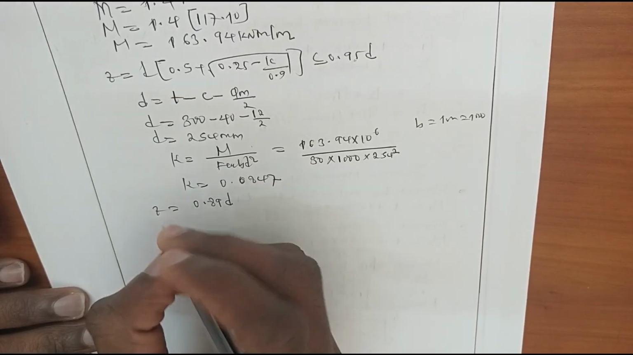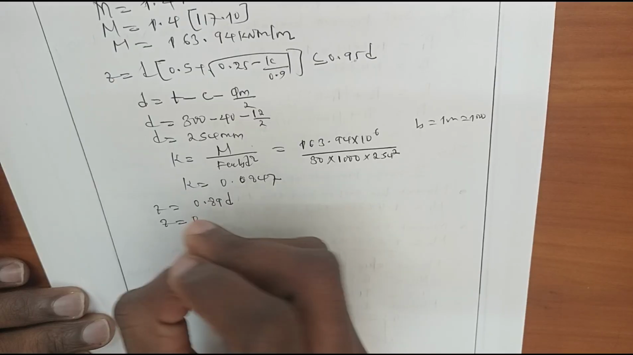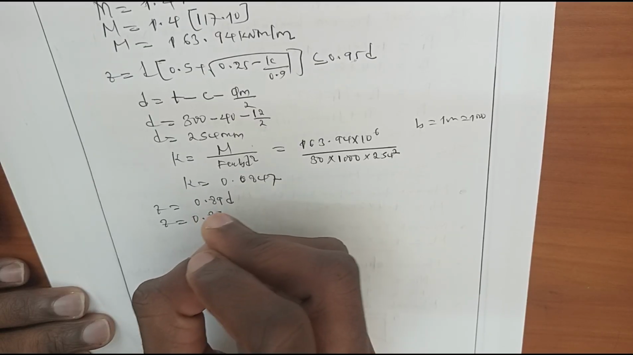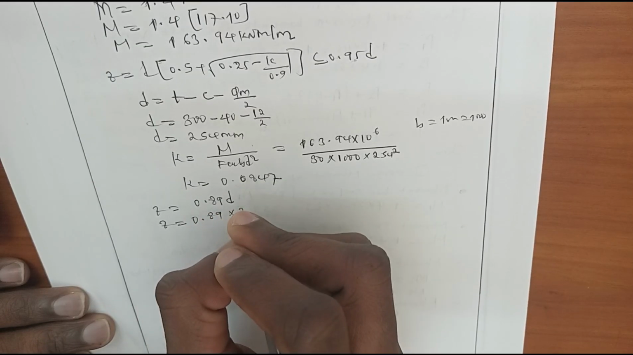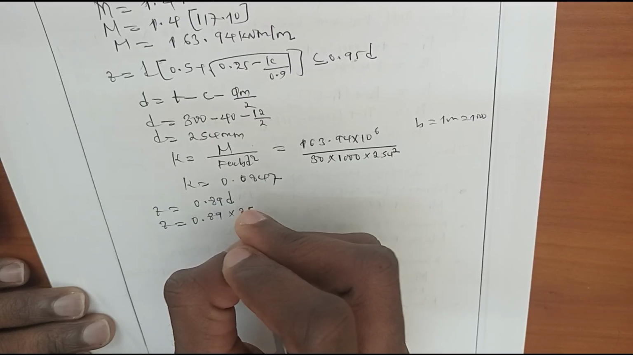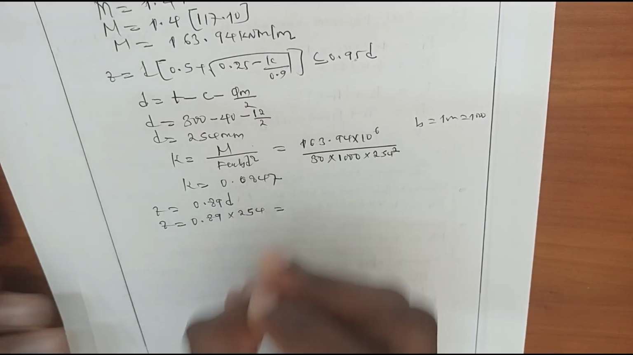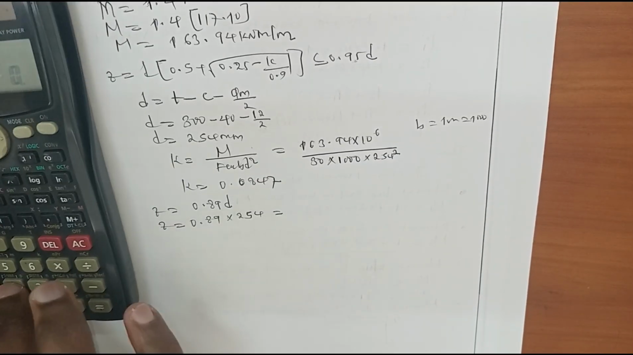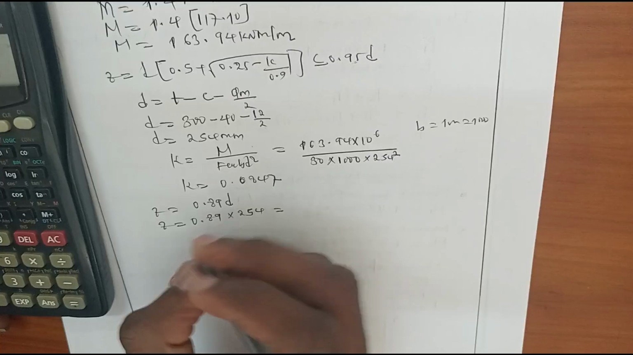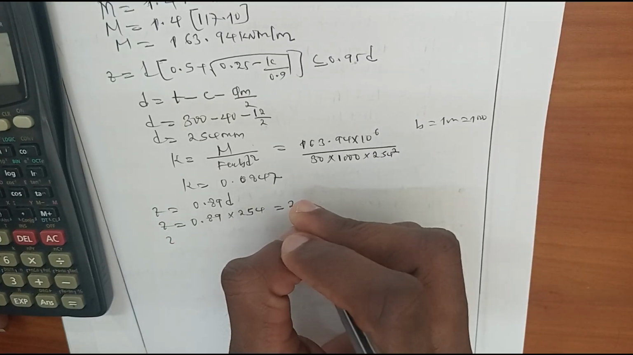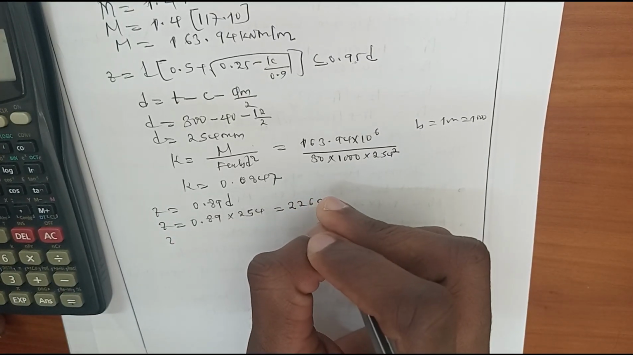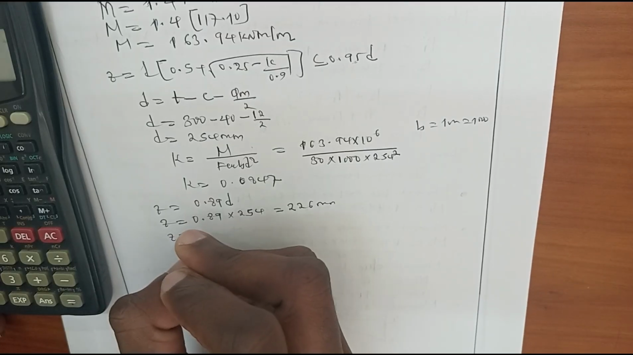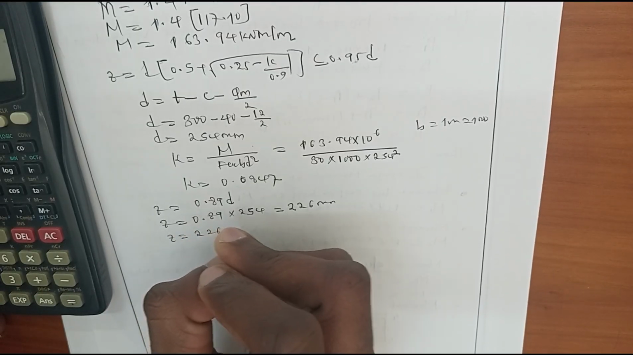So after that, we multiply by the value of Z. So it will be equal to 0.89 times 254, which will be equal to 226 millimeter. This is the value of Z, 226 millimeter.